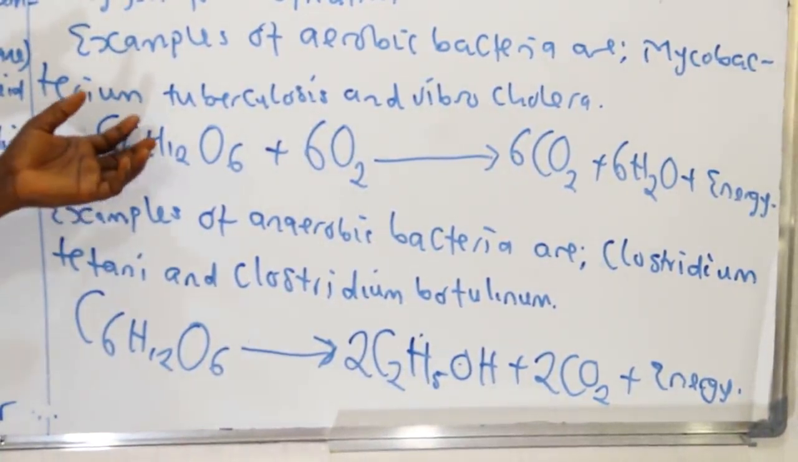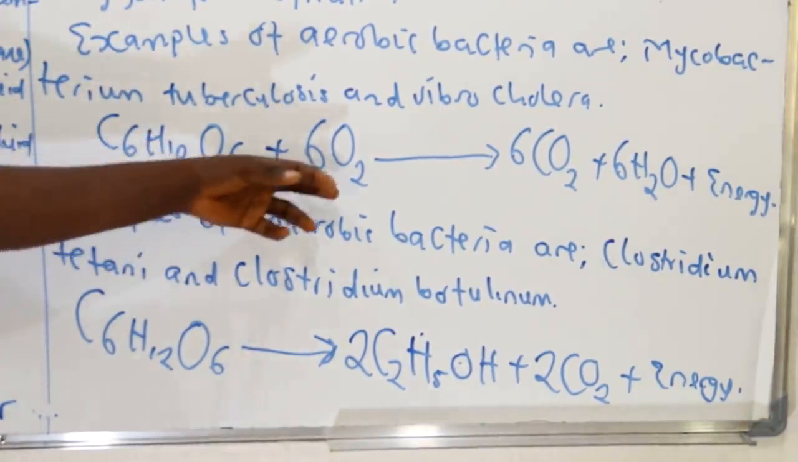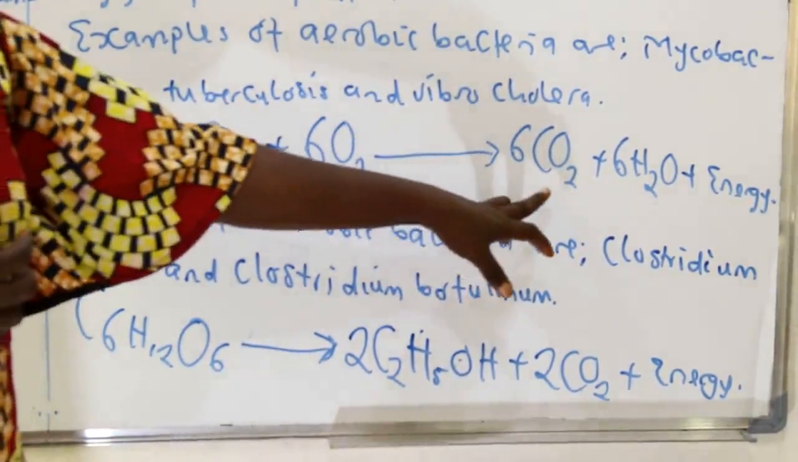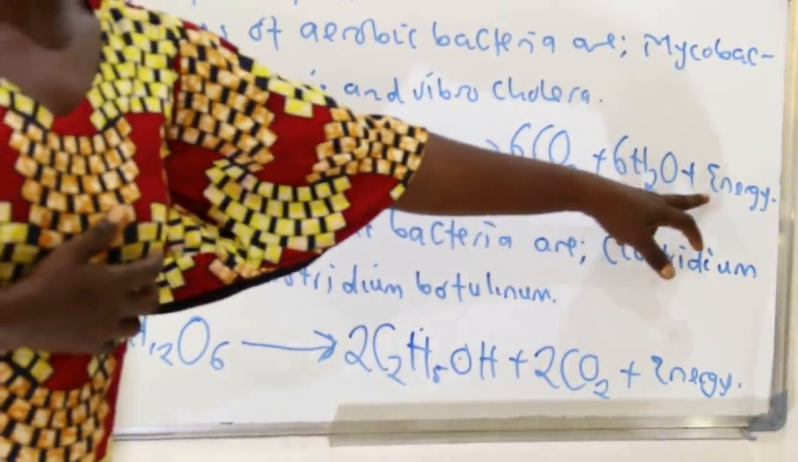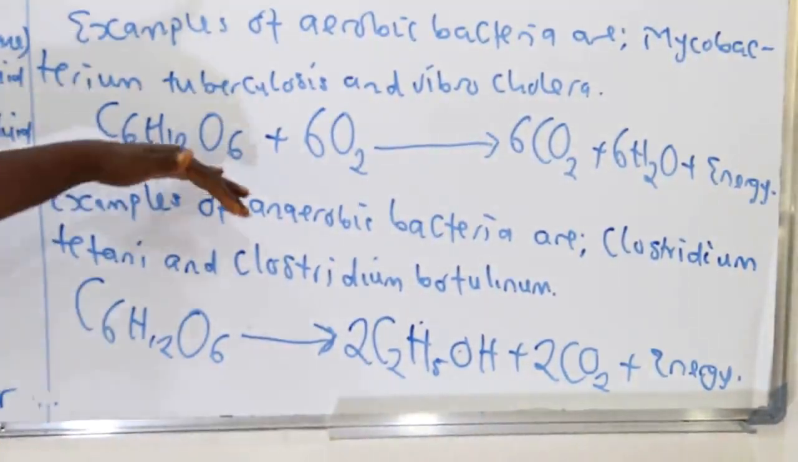And on the equation on the board, you see the normal equation of respiration, where you have your glucose plus the oxygen, and then you have your carbon dioxide, your water, and energy. This is a simple equation of aerobic respiration.